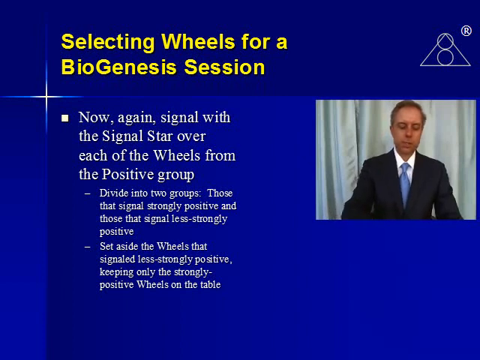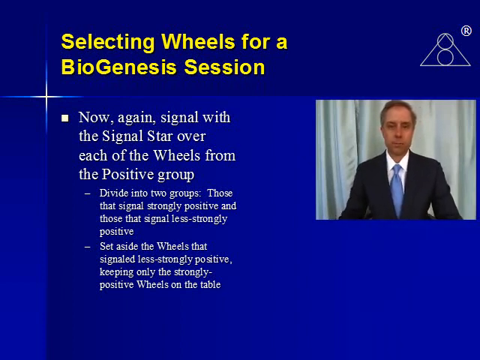Now, if you're just doing this to select wheels for a standard BioGenesis session, you can use all of the wheels that were in the positive pile. But for our next exercise, we wanted to narrow it down to only those wheels that signaled strongly positive. Go ahead and do this now. Pause the video playback, then you can resume when you've done this practice session.